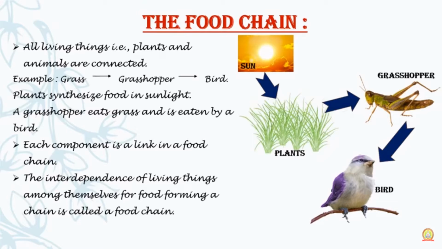हर एक चीज एक दूसरे से connected है. Example, grass is connected to grasshopper and the grasshopper is connected to the birds. So plant synthesizes food in sunlight. Remember this. A grasshopper eats grass and is eaten up by a bird. Each component is a link in a food chain. The interdependence of living things among themselves for food forming a chain is called a food chain. Okay? Very simple to remember.